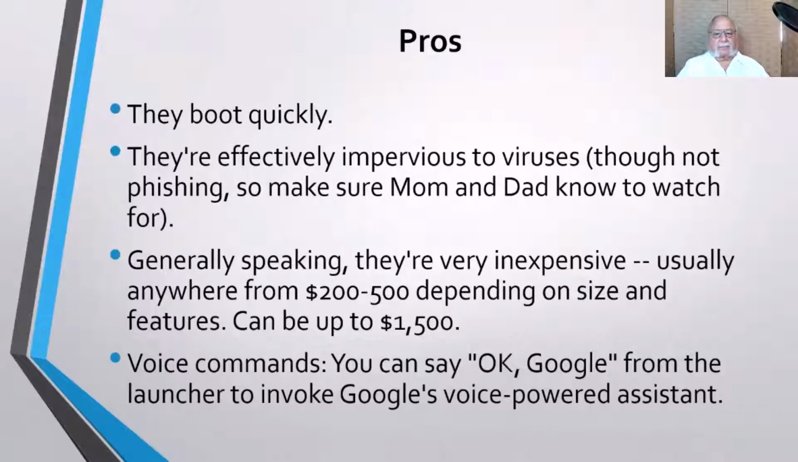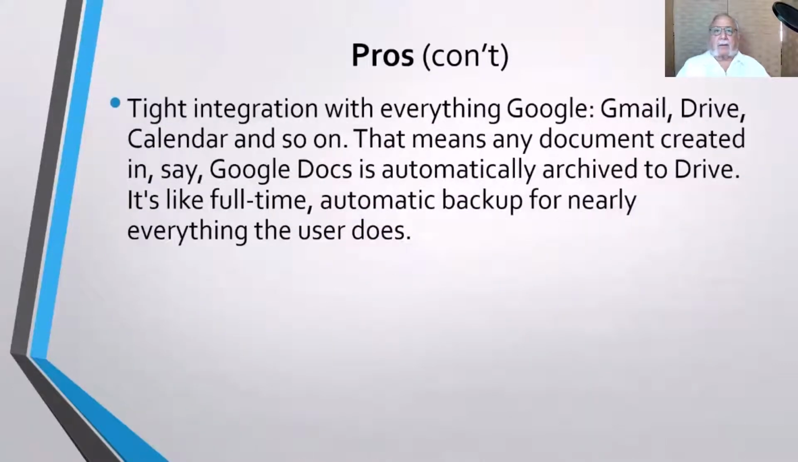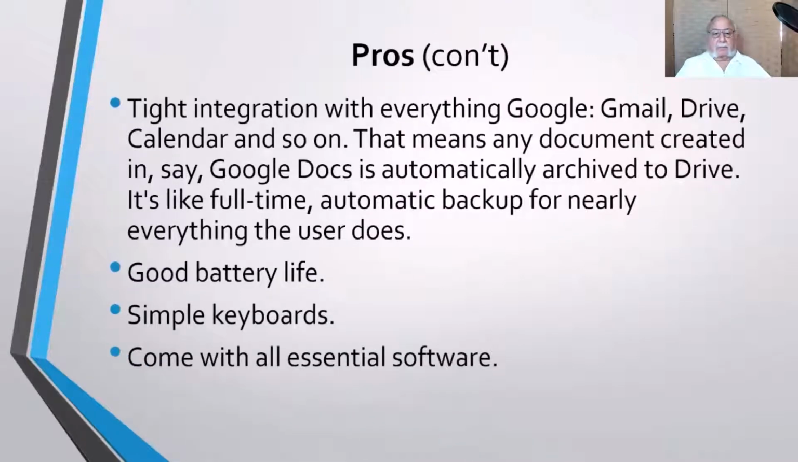Voice commands: you can say OK G from the launcher to invoke Google's voice-powered assistant. There's tight integration with everything Google, Gmail, Drive, Calendar, and so on. That means any document created in, say, Google Docs is automatically archived to Drive. It's like a full-time automatic backup for nearly everything the user does. There's great battery life, simple keyboards, and it comes with all the essential software. And they're easy to carry if you want to use it as a notebook and carry it around.